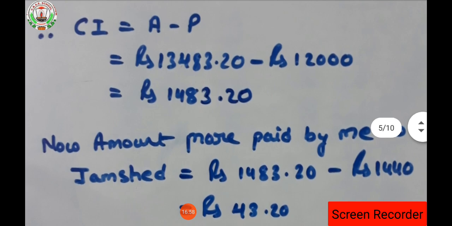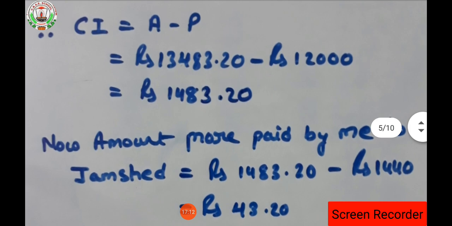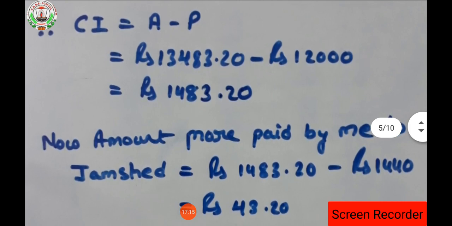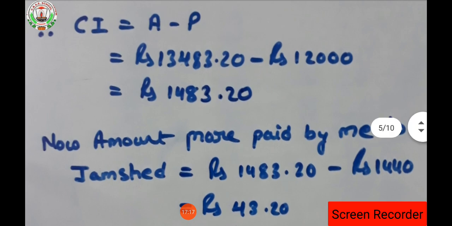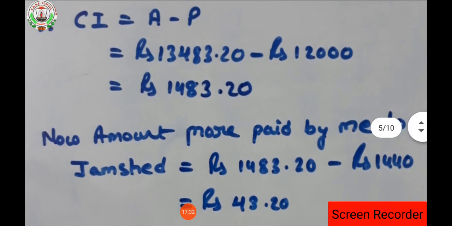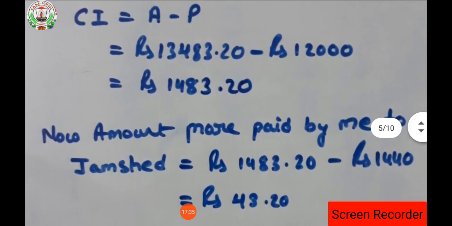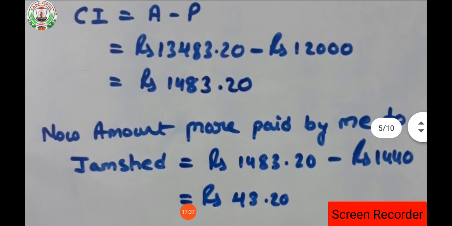So while subtracting both numbers, what will we get? That is 1,483.20. You can easily subtract the numbers. Since 12,000 does not have any decimals, after 12,000 we can put the decimal .00. Clear? So 13,483.20 will be subtracted from 12,000, and the answer will be 1,483.20.